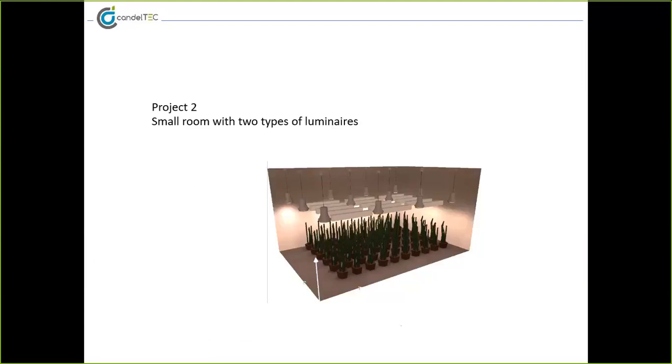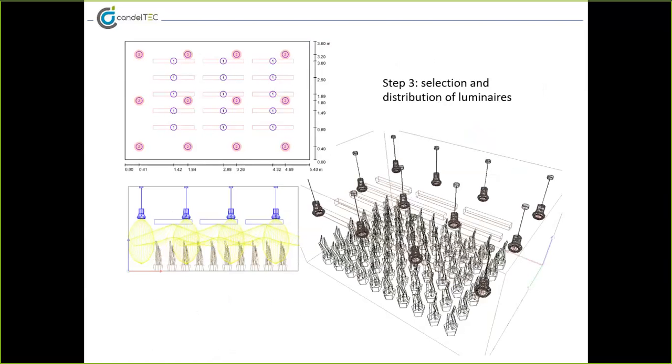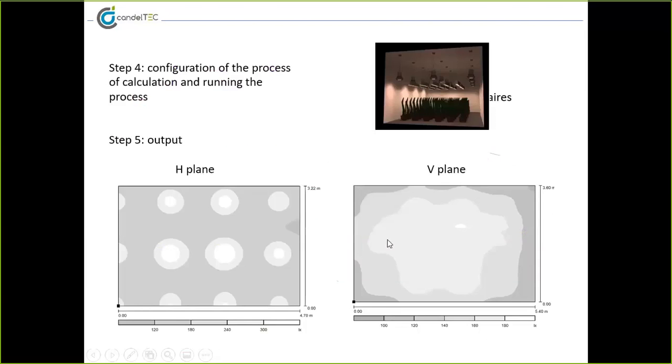The same process can be seen in a different example. We can include vertical and horizontal calculation planes. We go through the same steps. An example for vertical farming. In this case, we have the calculation planes at different levels, but the whole process is the same.